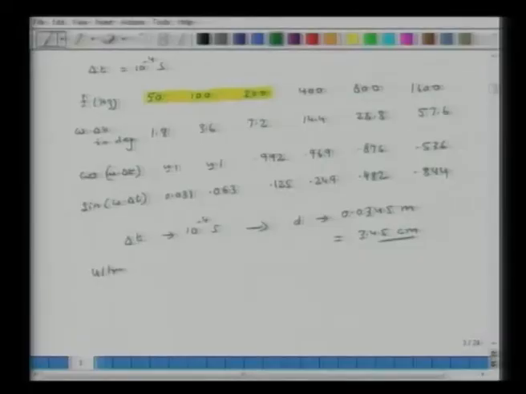So, we will just write some limitations. It requires ultra fast processing. Does not work for high frequencies.